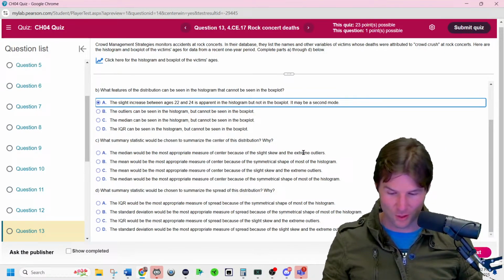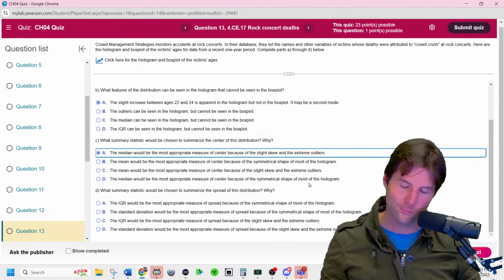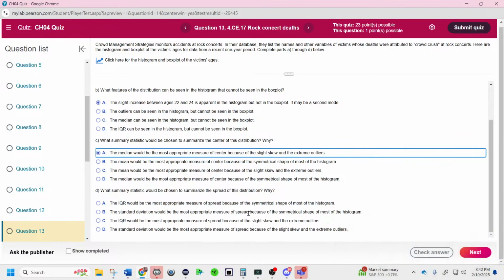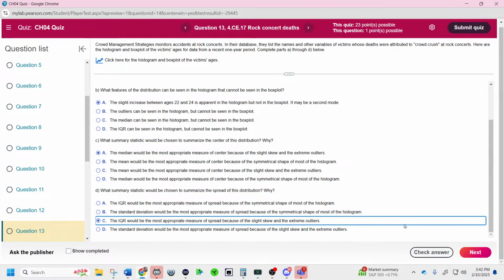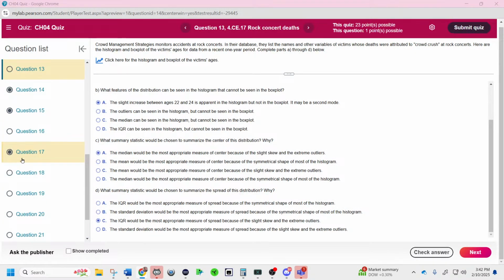Median, because it's skewed to the right with outliers. Median, because slight skew. That's pretty darn skewed. And then IQR would be because it's also skewed, which is a measure of spread. Remember, IQR is spread and standard deviation is a measure of spread for when data is not skewed. And we're doing it. We're cooking right here. The research, innovation. Thank you, everyone, for answering that right there.